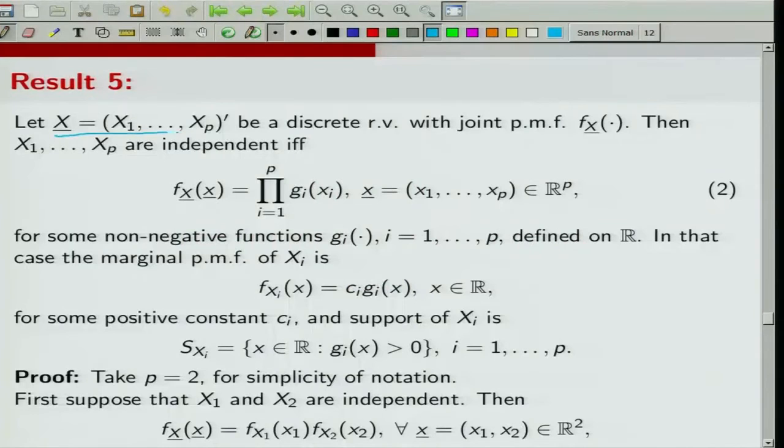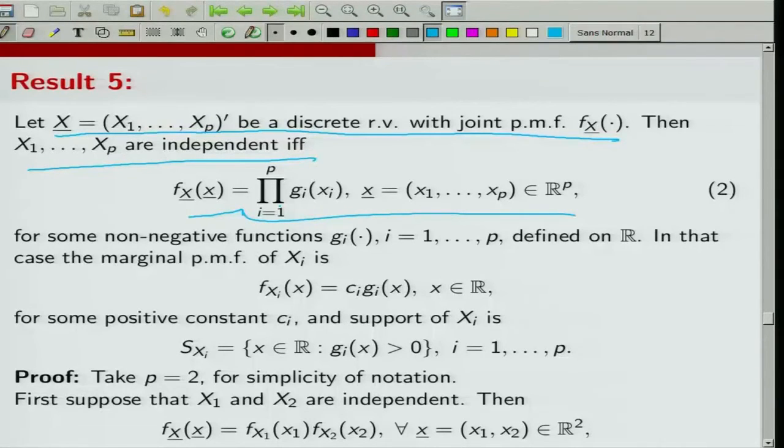So, let X1, X2, ..., Xp be discrete random variables with joint probability mass function fX. Then X1, X2, ..., Xp are independent if and only if in the joint PMF you can separate out the terms of X1, X2, and Xp. That is equivalent to saying that the joint PMF can be written as a product over i equal to 1 to p of gi(xi), for x = (x1, x2, ..., xp) belonging to R^p.